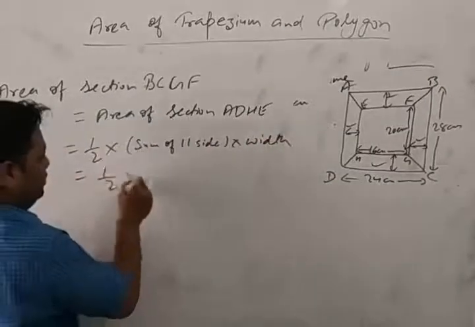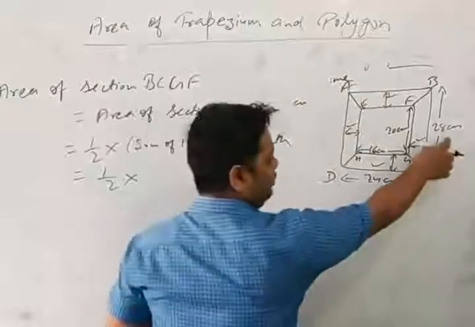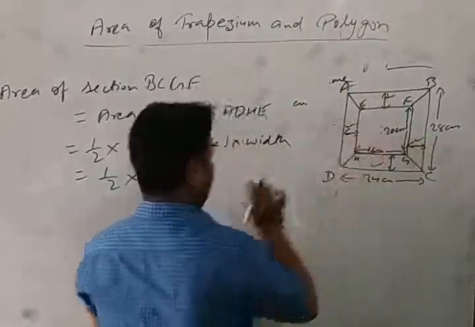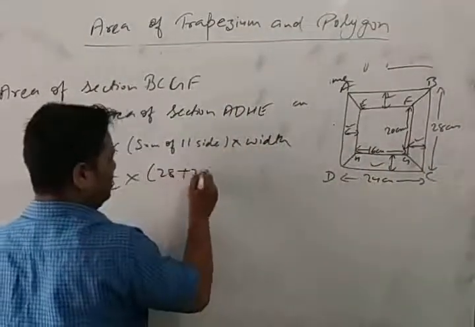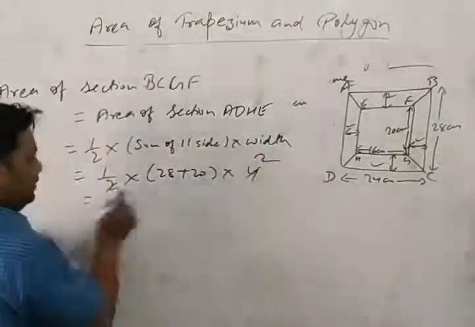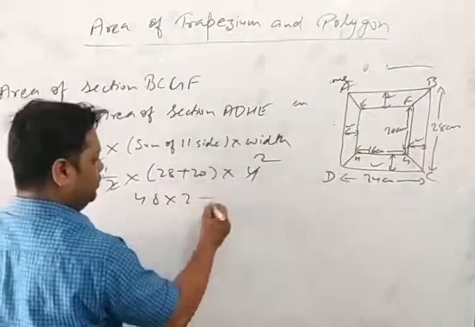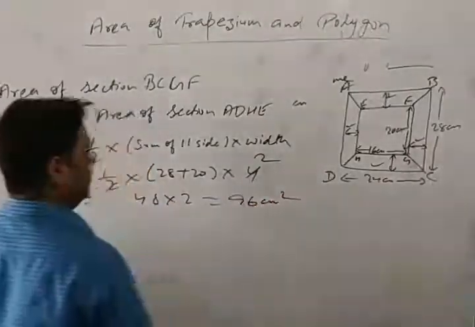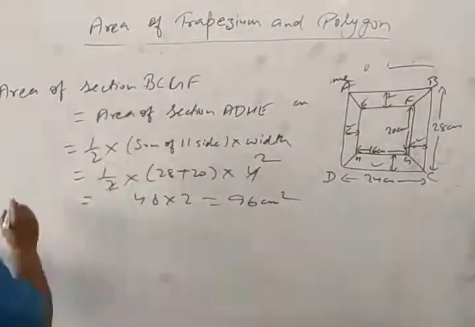So 1 by 2 and the sum of parallel sides, both 28 and 20, and this is also 28 and 20. So we can write 28 plus 20 into width, which is 4 centimeters. So 2 into 2 is 4. So it will be 48 into 2, that is 96 centimeter square. Got it? These two sections.